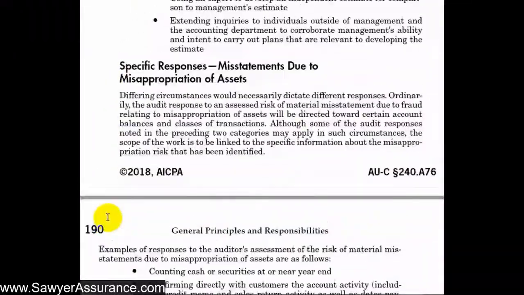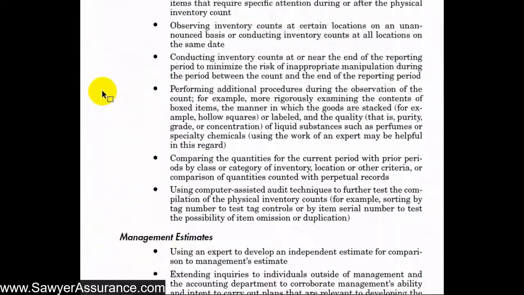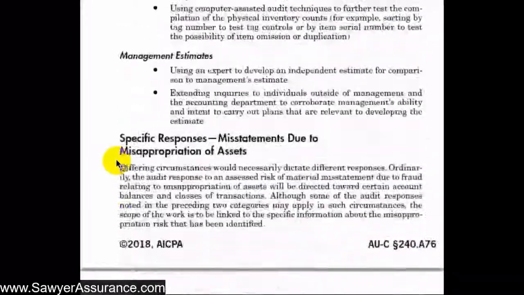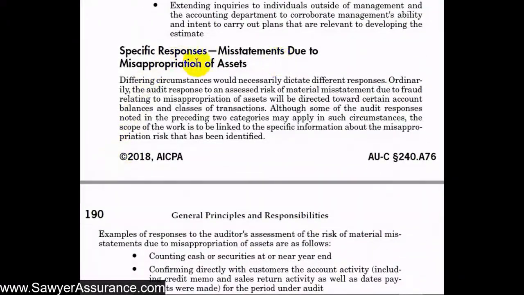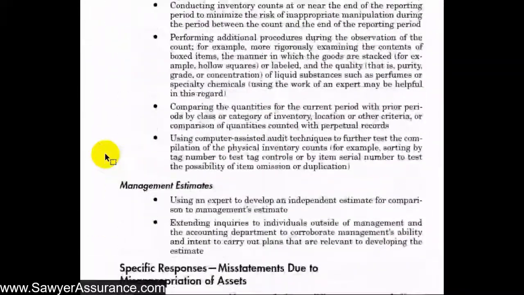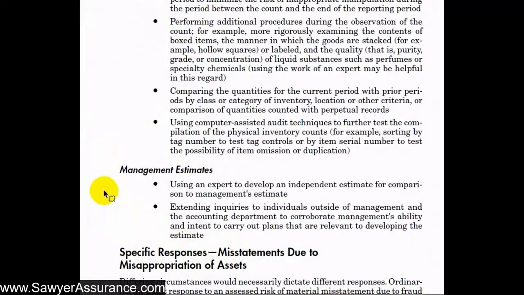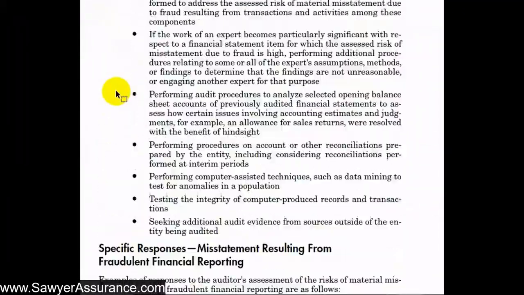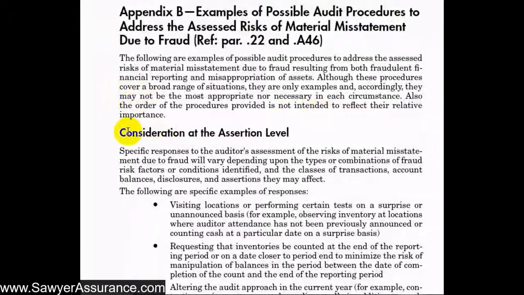And then these hone in on the risk of material misstatement through fraudulent financial reporting. And down here, we have misstatements due to misappropriation of assets. So our risk assessment could involve misappropriation of assets risk, fraudulent financial reporting risk, or sort of an overall risk at the assertion level. And so this is a good resource for us to use as we come across various risk of material misstatement due to fraud in our audit.